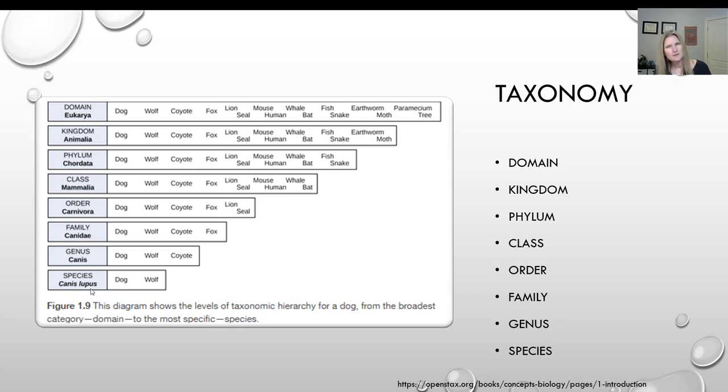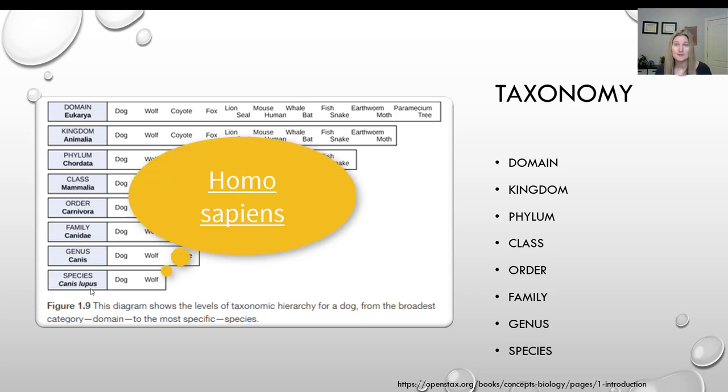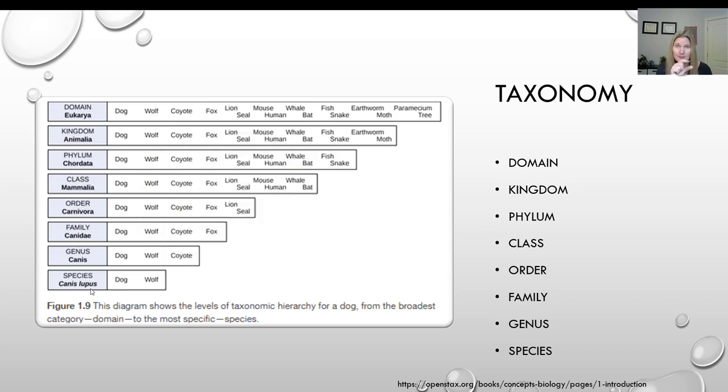So do you know what our scientific name is, as humans? It's Homo sapiens, excuse me. So Homo means man, it's capitalized, and then sapiens means wise. So it's the actual species name. So we are Homo sapiens, wise men, is what it translates to in Latin.